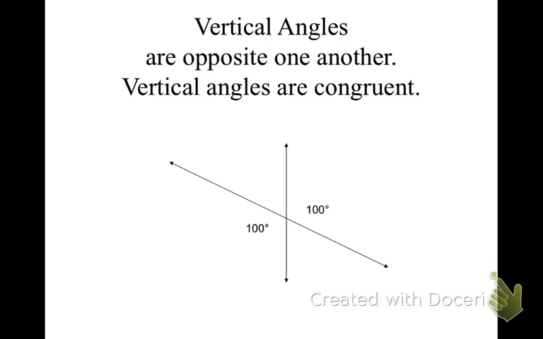Vertical angles are opposite one another, and they are congruent. Congruent means they are equal in every way. When two lines intersect, they form two pairs of vertical angles. You can see here the two angles that are equal to 100 degrees. It's almost as if, from the middle point or the point of intersection where the vertex is, those two angles are a reflection of each other. So it's a little bit easier to tell if you look at it that way.